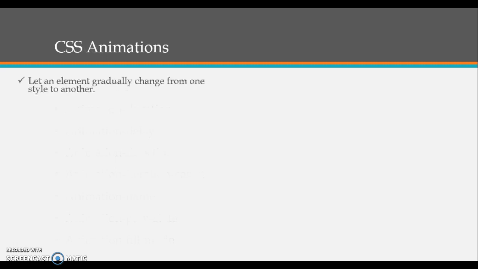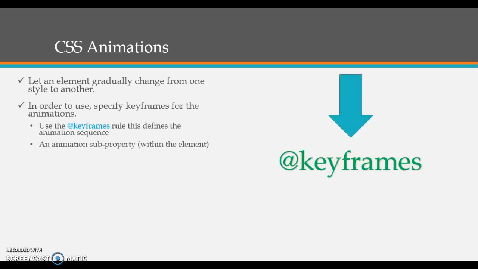So what are CSS animations? They let an element gradually change from one style to another. In order to use these, we need to specify the keyframes for the animations. So we will be actually using two things: the @keyframes rule that defines the animation sequence and the animation subproperties, which will be contained within the element that we will be using.